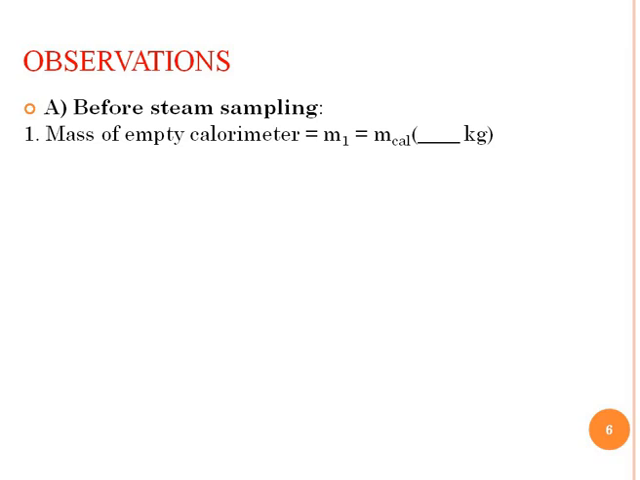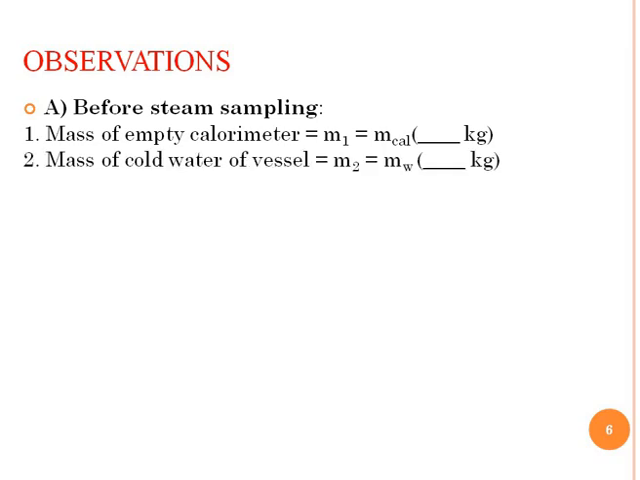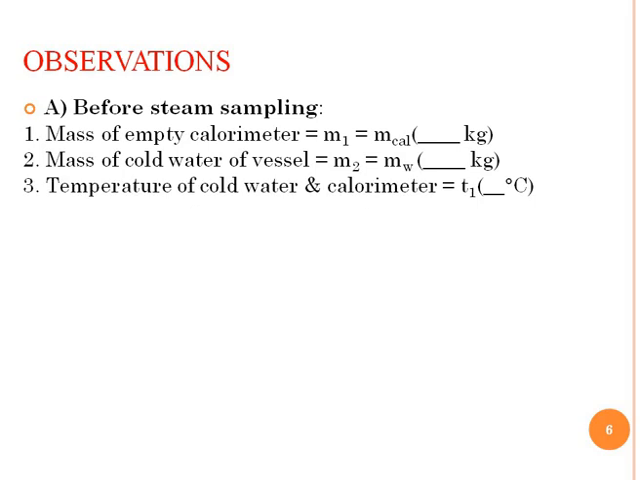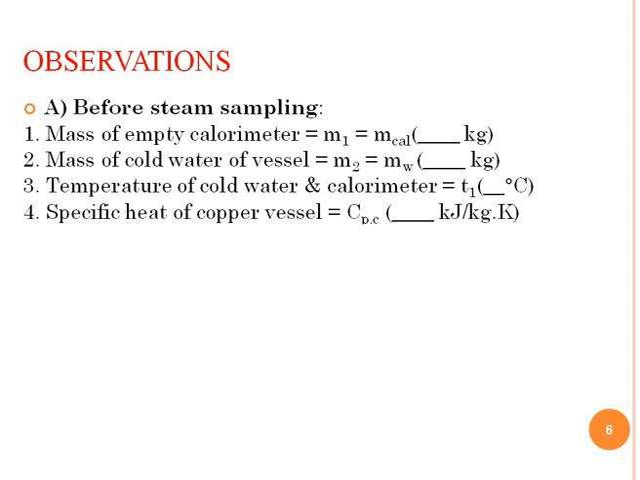Number 2 will be the mass of water poured inside the vessel, M2. Number 3 is the temperature of this cold water and calorimeter. We assume that both are at the same temperature using the zeroth law of thermodynamics. So there is an isothermal temperature between water and calorimeter, and it is T1 degrees Celsius. Number 4 is the specific heat of the copper vessel, and number 5 is the specific heat of water. These 5 things are initially required before taking the actual sample of steam.